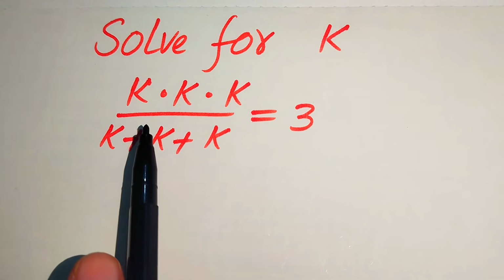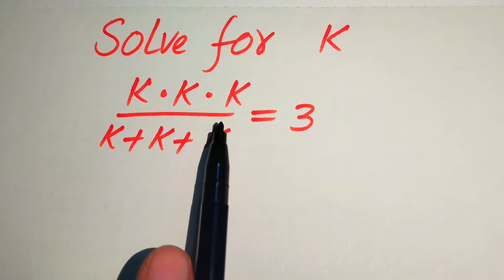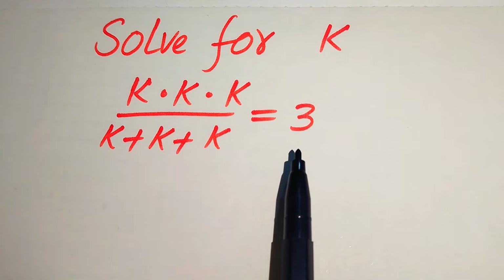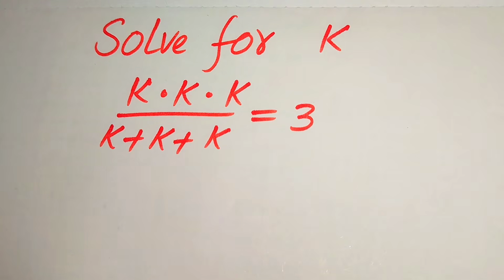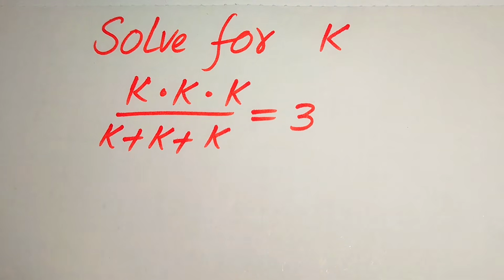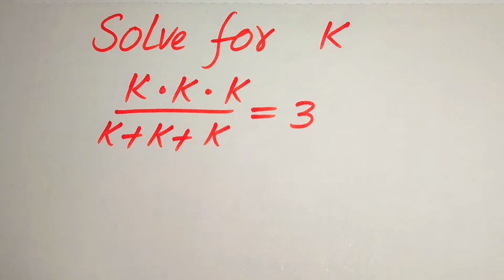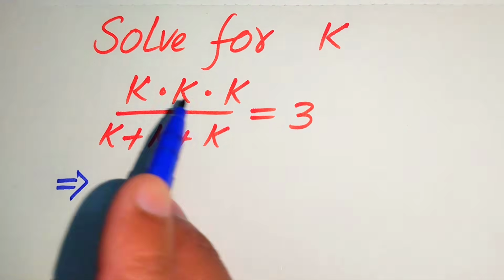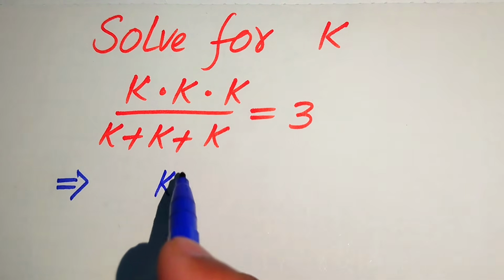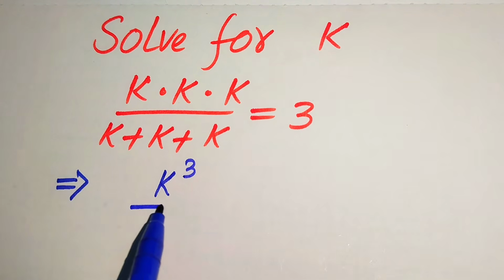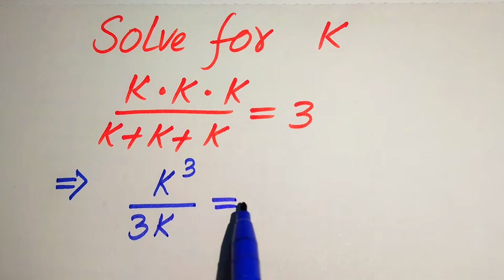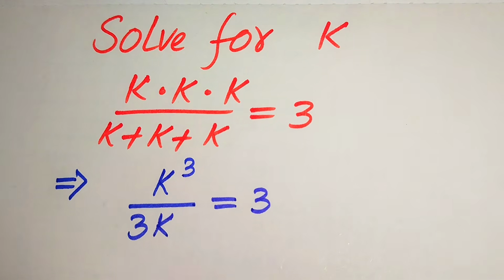So here we have k multiplied 3 times and divided by k plus k plus k is equal to 3, and we solve this problem for all the values of k. The very first thing we are going to do is, here you see that k is multiplied by 3 times, so we write it as k cubed, and it is divided by, here k is added 3 times, and we write it as 3 times k, and this whole equation is equal to 3.